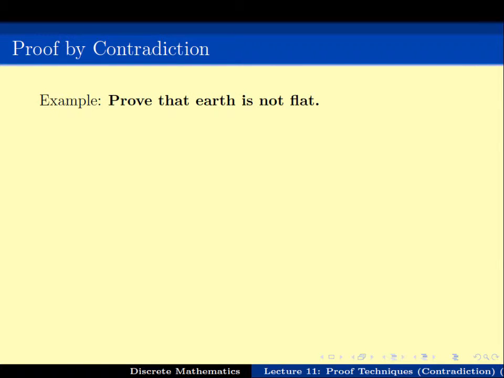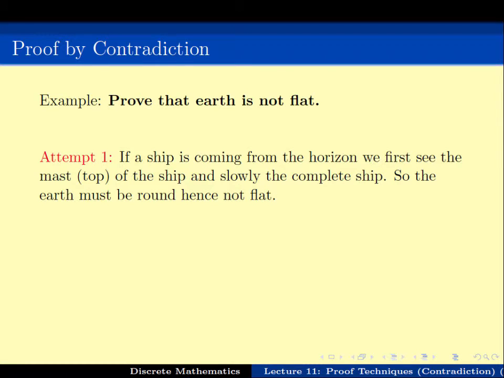So it's like there are two different ways of proving that the earth is not flat, the earth is round. The first approach is a direct approach, namely saying that, see, a ship is coming from the horizon. When it comes, we first see the top of this ship and slowly the whole complete ship. So the earth must be round, hence not flat.